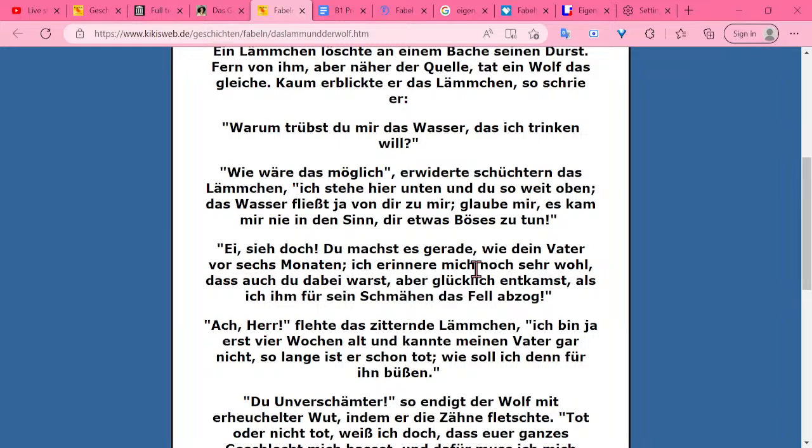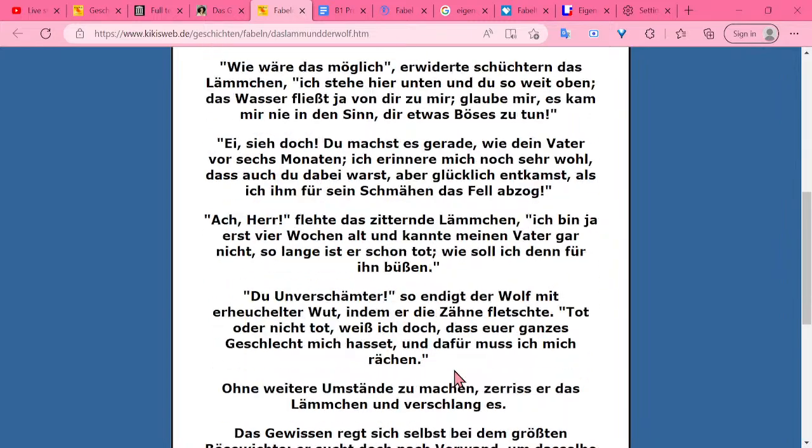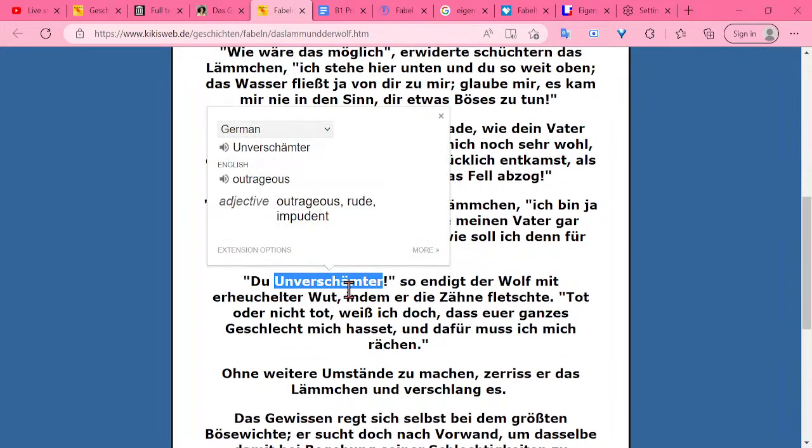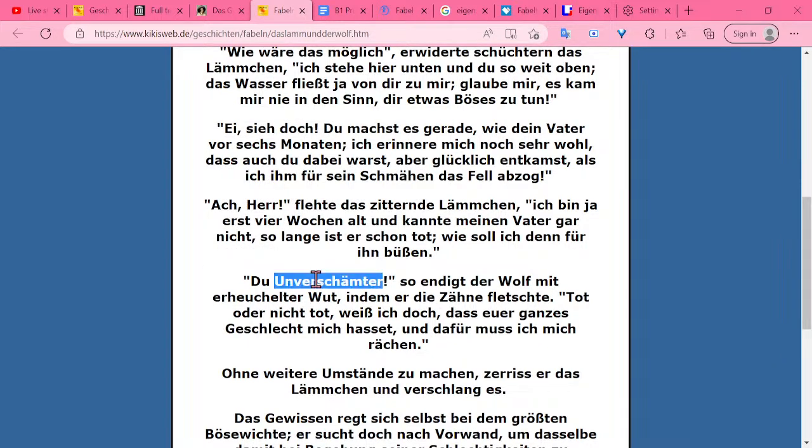And I am just 4 weeks old. I don't know my father. Anyway, you unashamed person. You're shameless, essentially. Cute. That's a nice word. So, yeah, and he's just, tot oder nicht tot, weiß ich doch. Also, ihr ganzes Geschlecht mich hasst.